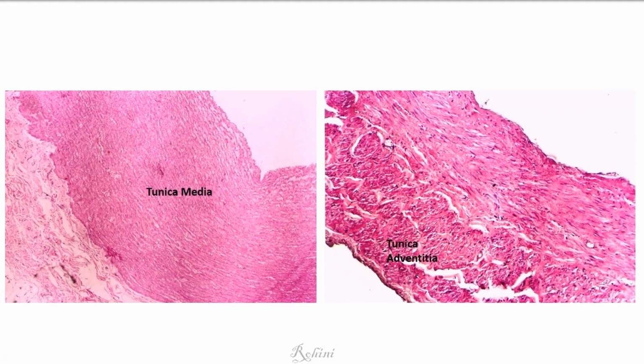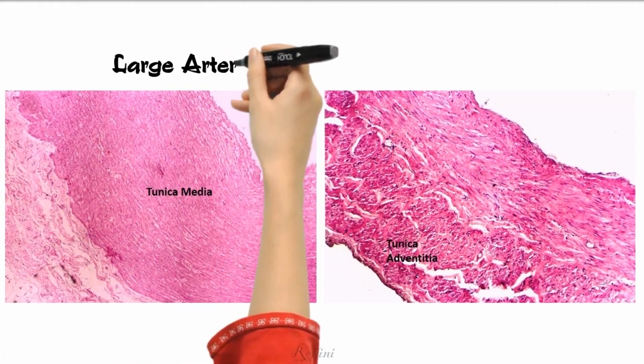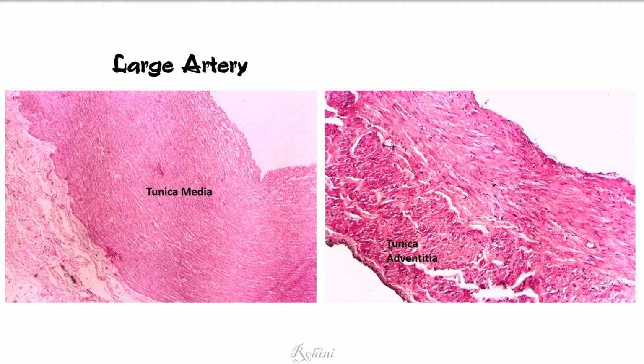The thickest layer in the case of large artery is the tunica media with numerous elastic fibers and a few smooth muscles. In the large vein, the tunica adventitia is the thickest layer with longitudinally arranged smooth muscle bundles.